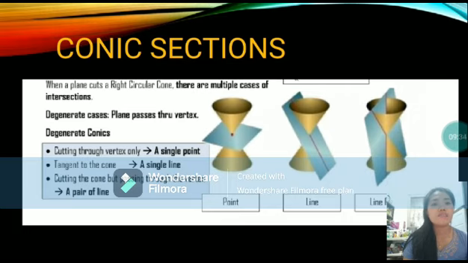And then a plane tangent to the cone, so we come up with a line, a single line. When we say tangent, it only touches the cone at one point. Then cutting the cone while passing through the vertex, we can come up with a pair of lines.